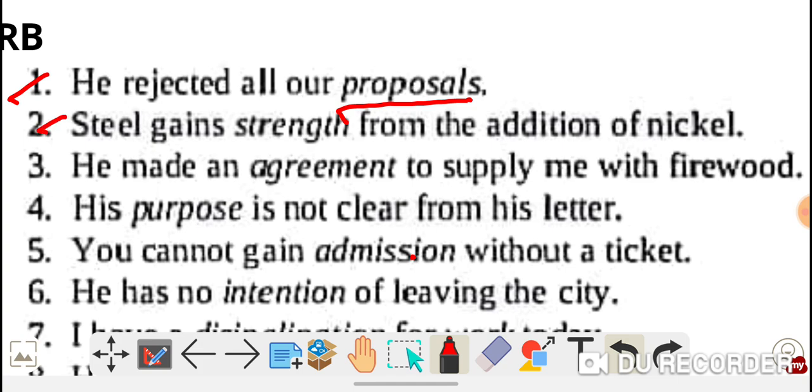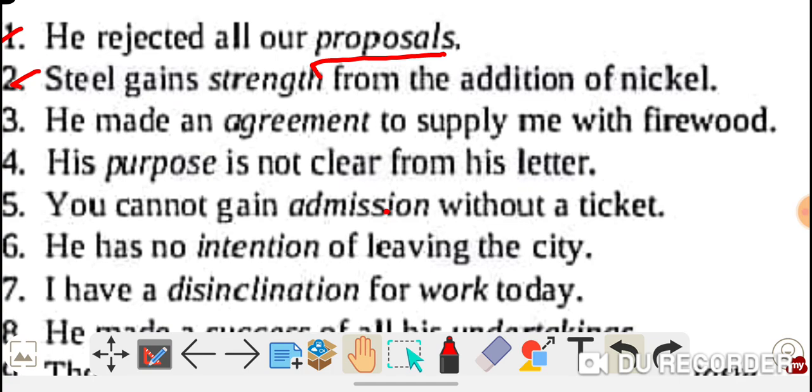Next, number 2. Steel gains strength from the addition of nickel. In this line, strength is the noun. So what is the verb form of strength? Strengthen. So the answer is, steel is strengthened by the addition of nickel. I am repeating again. Steel is strengthened by the addition of nickel.